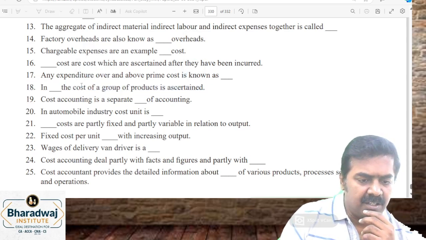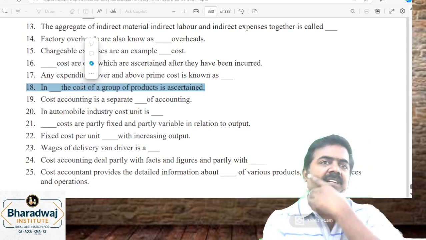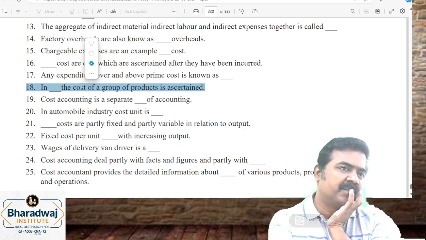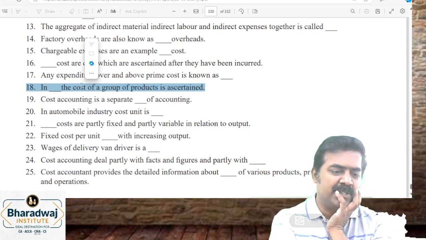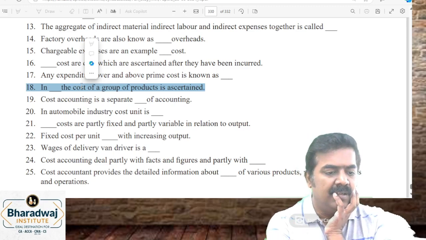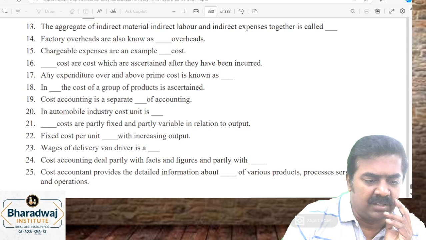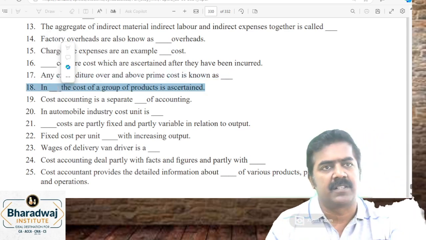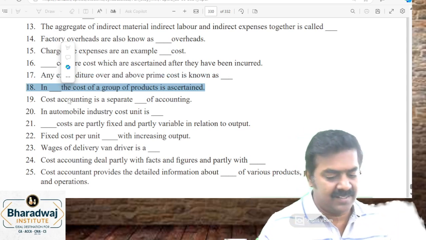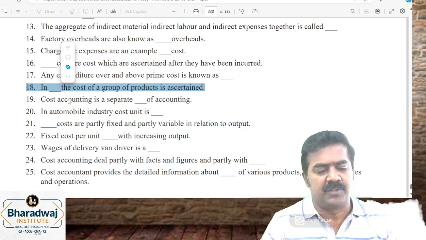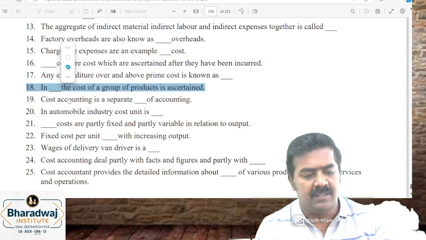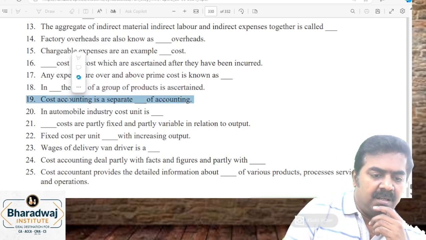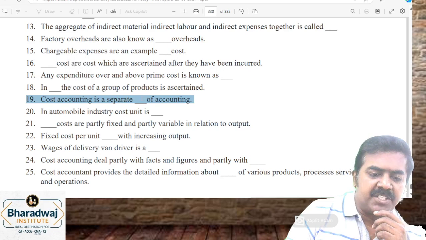In batch costing, the cost of a group of products is ascertained. In this method, a group of products is manufactured. Batch costing. Sorry, question 17 was overheads. In batch costing, the cost of a group of products is ascertained.